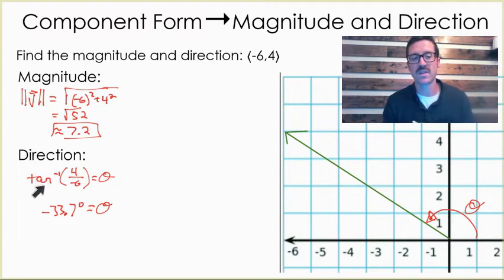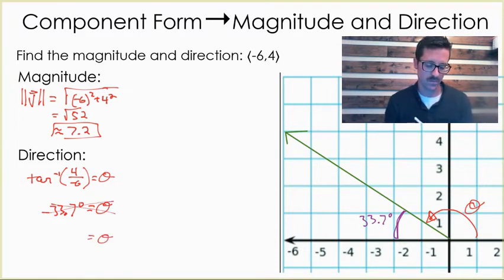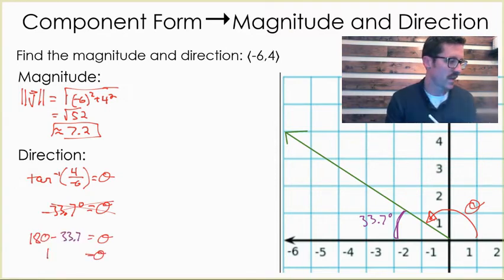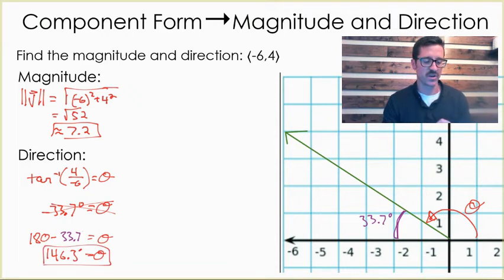And so what that means is we're going to use negative 33.7. That would be going down in this direction. We're going to use that as our reference angle. That means that this angle, and I'll show it in purple, this angle right here is 33.7 degrees. And so if we know this angle, you can probably guess how to find the angle that we're looking for. We're going to do 180 minus 33.7, and that's going to give us 146.3 degrees. That's our direction angle.